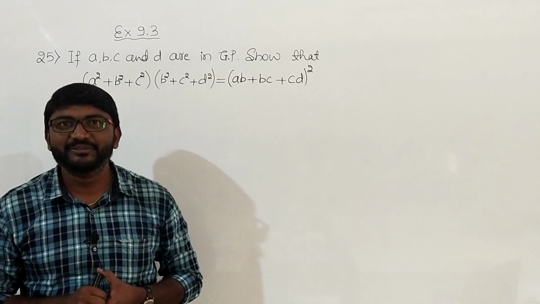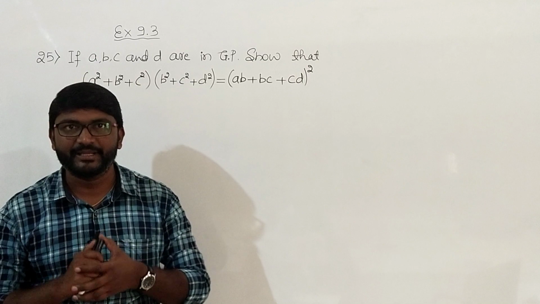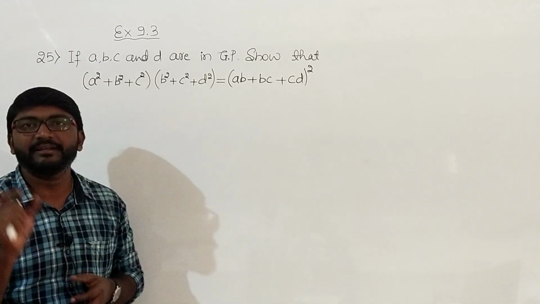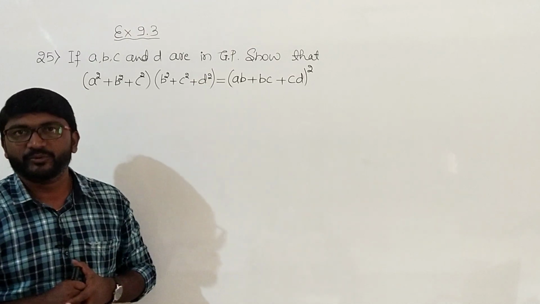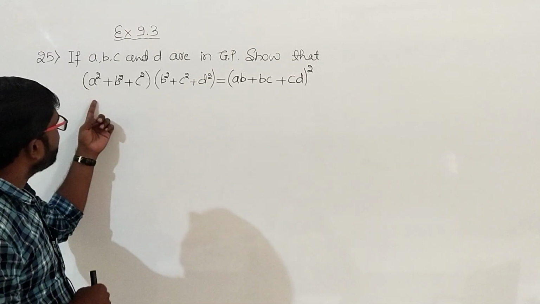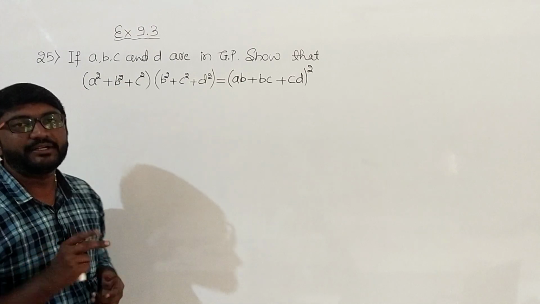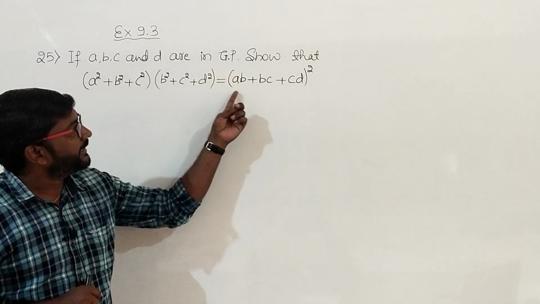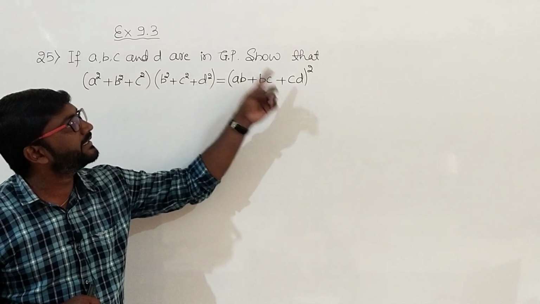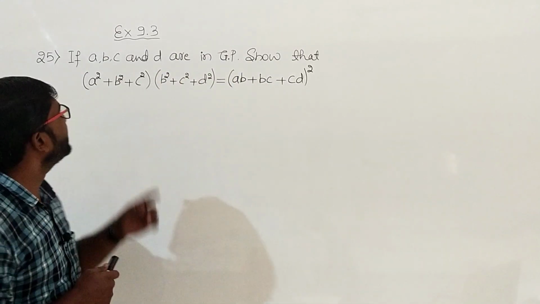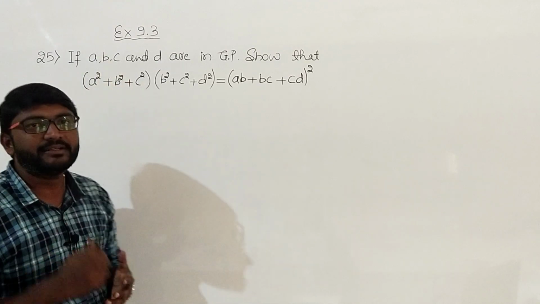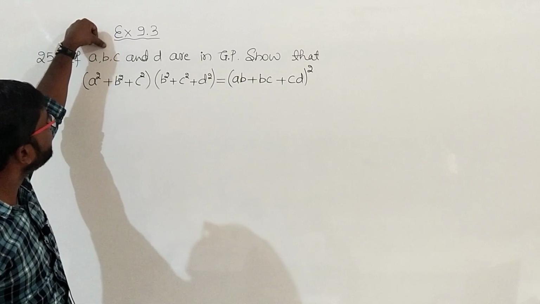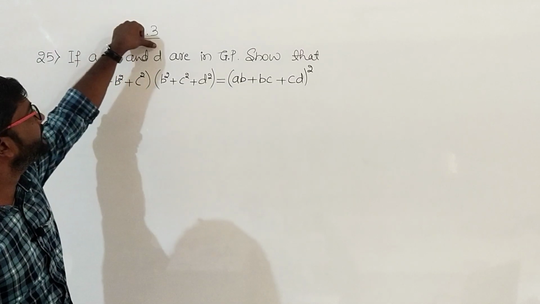So let us continue with the next problem of exercise 9.3. The question is, if A, B, C and D are in geometric progression, show that (A square plus B square plus C square) into (B square plus C square plus D square) is equal to (AB plus BC plus CD) the whole square. So he says A, B, C and D are in GP. That means A will be the first term, B will be the second term, C will be the third term and D will be the fourth term.